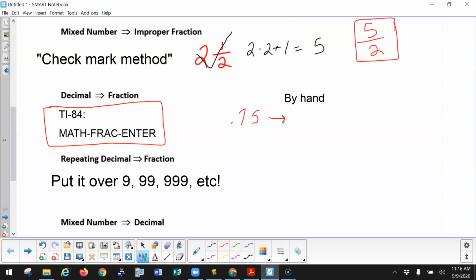Since there are 2 decimal places here, we want to put the 75 over 100. If it was just 7, we would put it over 10. If it was 752, we would put it over 1,000. So you want to have the same number of zeros in your denominator as you do decimal places. And then, of course, reduce as much as you can. 75 over 100 is just 3/4.